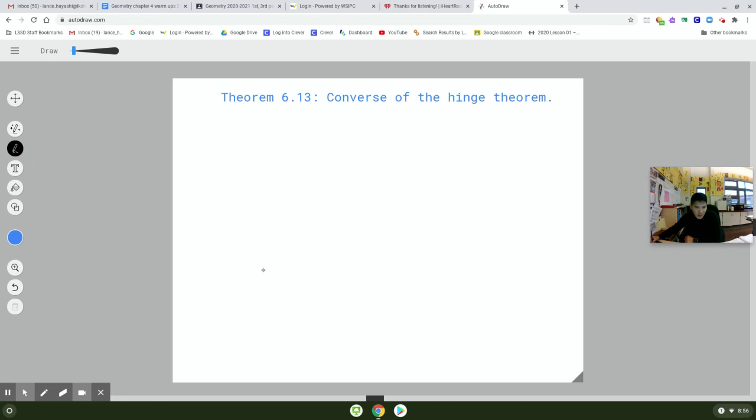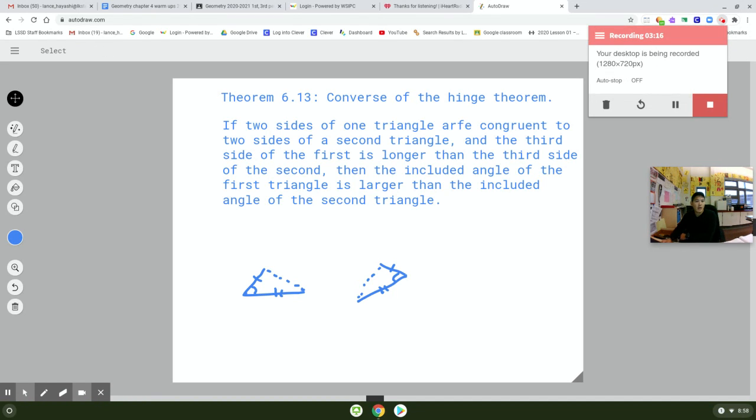If you have two sides of one triangle congruent to two sides of a second triangle, and the third side of the first triangle is longer than the third side of the second triangle, then the included angle between the congruent sides of the first triangle is greater than the included angle of the two congruent sides of the second triangle. That's the converse of the hinge theorem. So there's the converse of the hinge theorem in words.